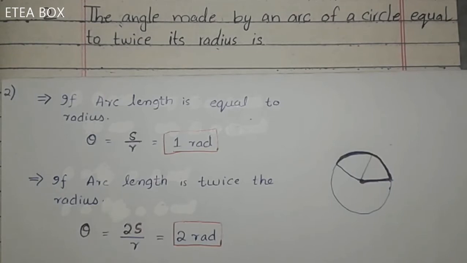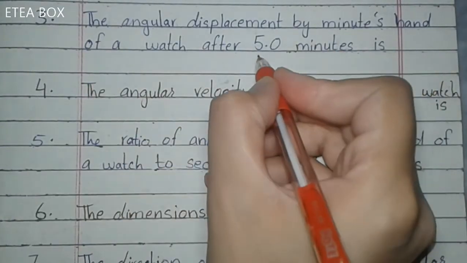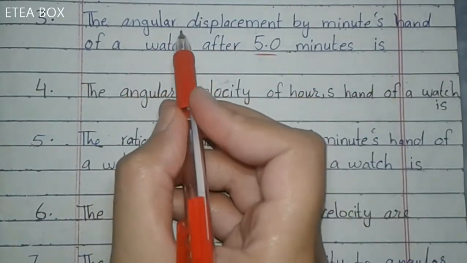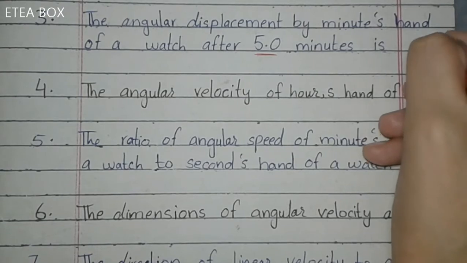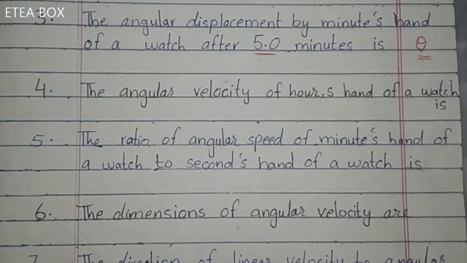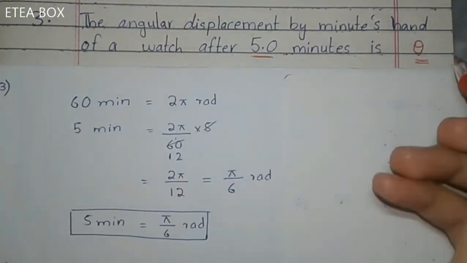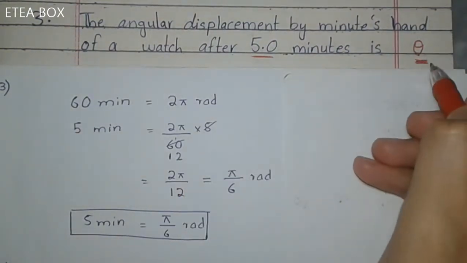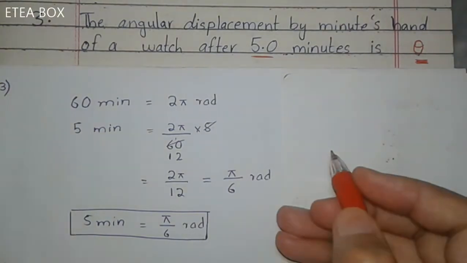Okay, next one. The angular displacement by minute's hand of a watch after 5 minutes. So we have to find the angular displacement. Okay, what is angular displacement? We know that it's like this one is angular displacement. Now look at here. What is the angular displacement? We can also call it an angle. Okay, the angle in radian is called angular displacement.